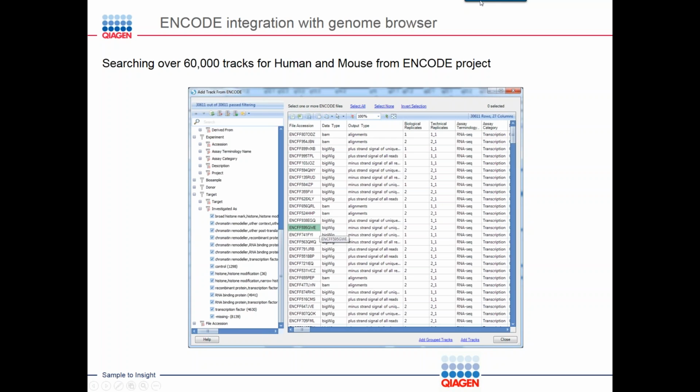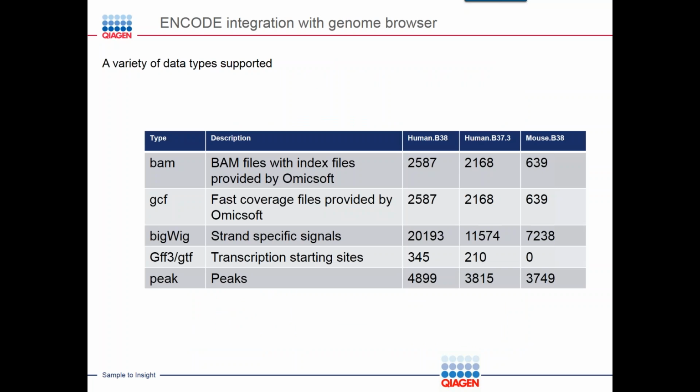And as you can see here, for human B38, you have more than 30,000 tracks to search from, but you can search by metadata. And this is really a lot of data processing effort. So, for example, for human B38, they have over 2,500 actually BAM files. But when the ENCODE project provides these BAM files, they don't actually have BAM.bai files, so they don't have an index.